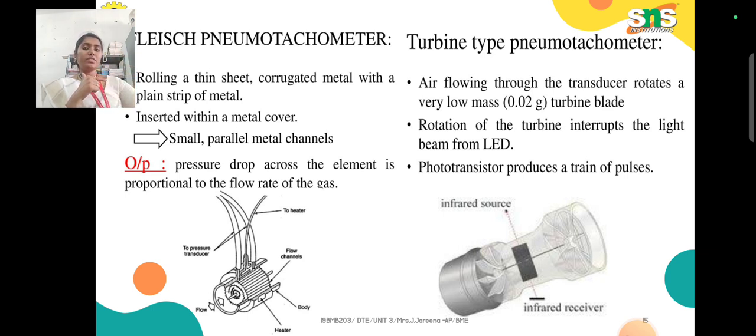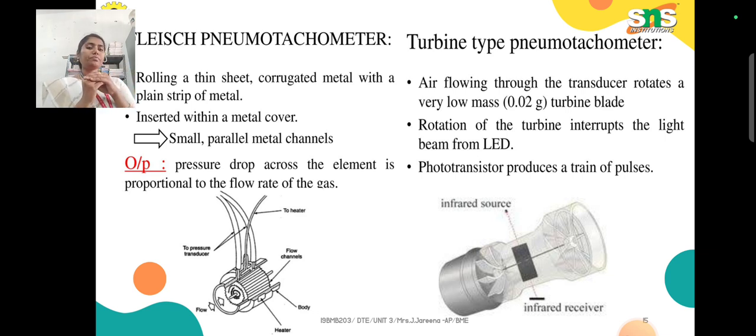offer some resistance, which makes a pressure difference between the entry point and the ending point. By means of the pressure drop across this element, we come to know the flow rate of air being blown by the person. This is the Fleisch type pneumotachometer.